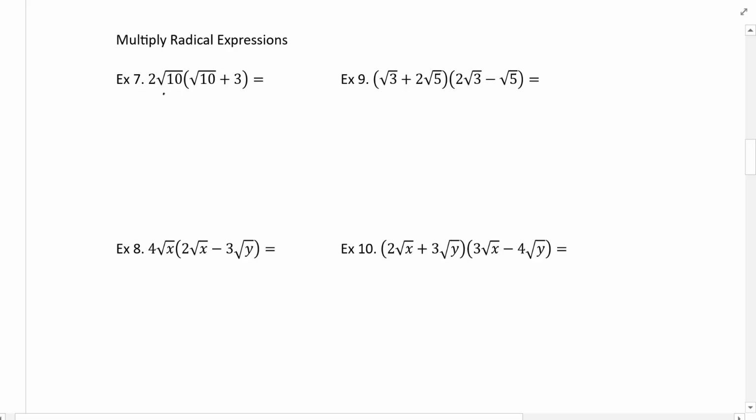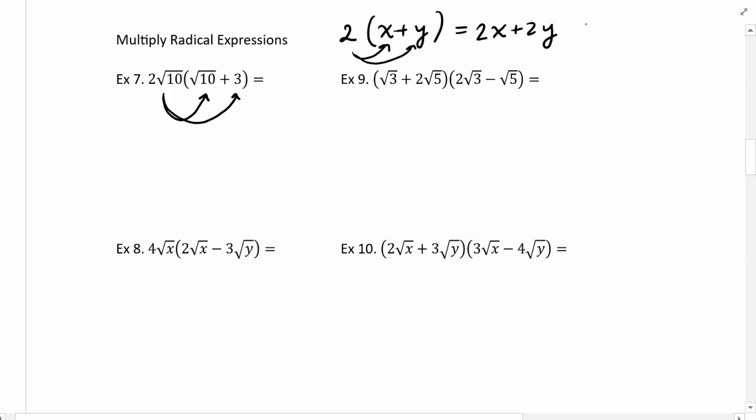So it's going to be 2 square root of 10 times square root of 10, and then 2 square root of 10 times 3. So basically this should remind you of problems with polynomials, like if you had, for example, 2 times x plus y, you would multiply 2 with each of the terms. So we would get 2x plus 2y. So the same process applies here.